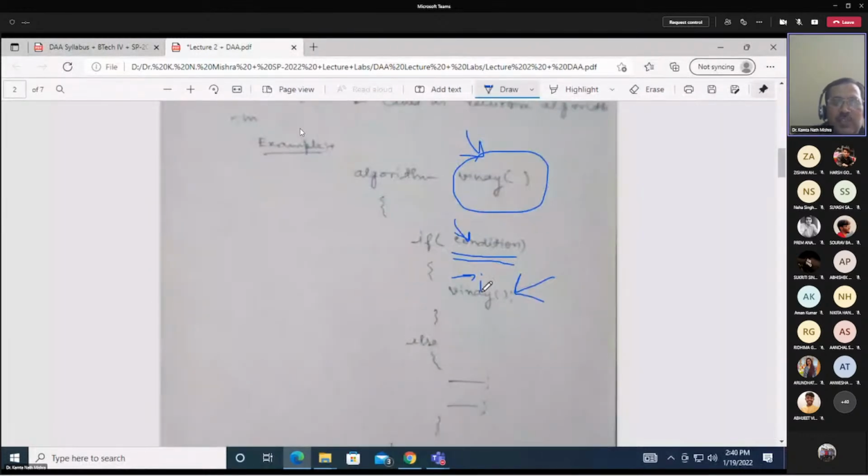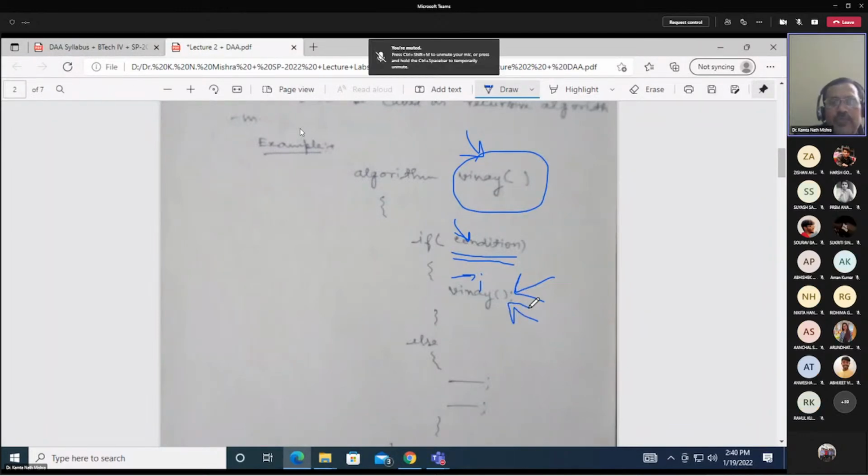Yeah, so this was here. This is the example where you are calling the algorithm. Algorithm name is Vinay, and you are calling the algorithm itself, Vinay. So it will bring you into infinite loop.